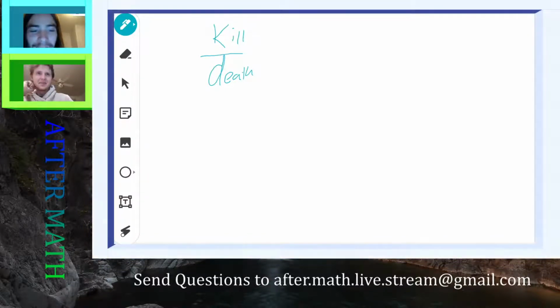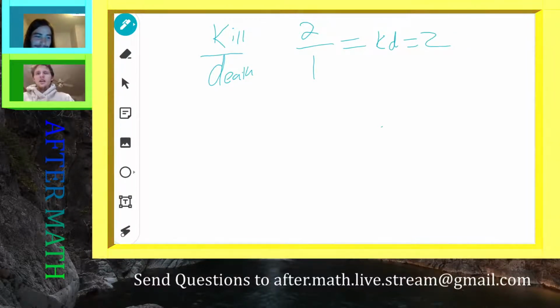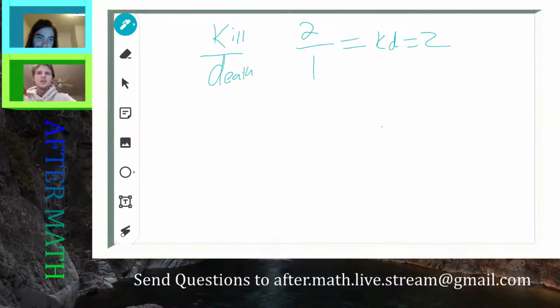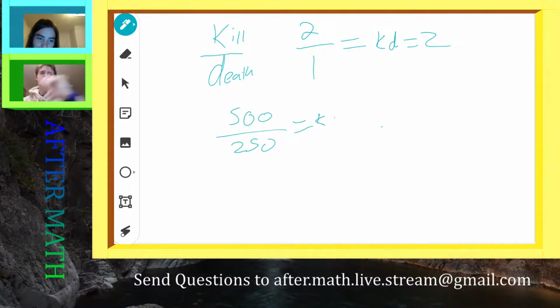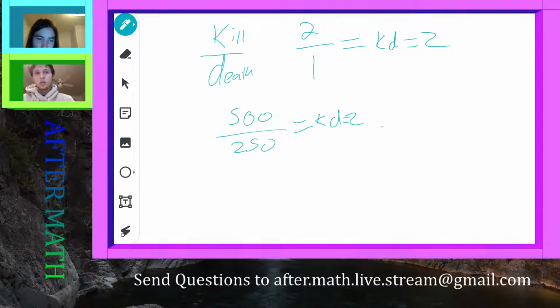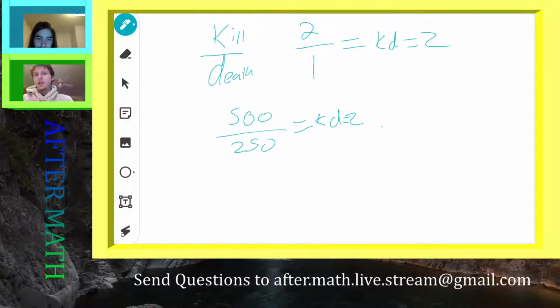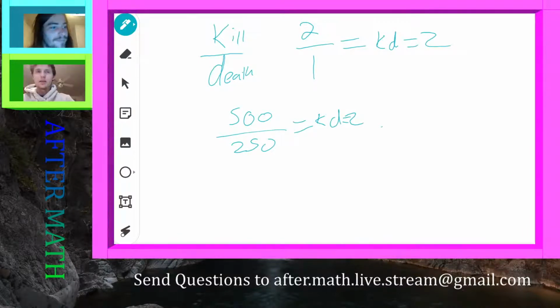So we'll take, for example, 2 kills for every 1 death, right? Your KD is equal to 2. That's pretty easy, right? But that's also the same as saying 500 divided by 250 is still equal to a KD of 2. Right now, just from those two ratios, I can see that changing that first one would be a lot easier than changing the second one. Each kill or death would influence it a lot more.